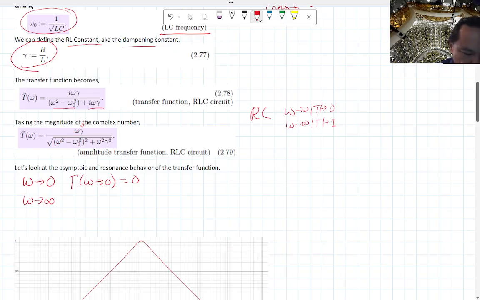And you would expect, well, if we know that as omega goes to 0 the transfer function goes to 0, maybe the transfer function goes to 1 at infinity. But we'll see what happens.